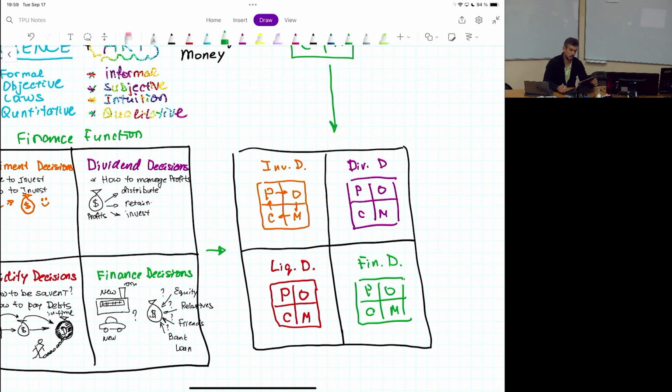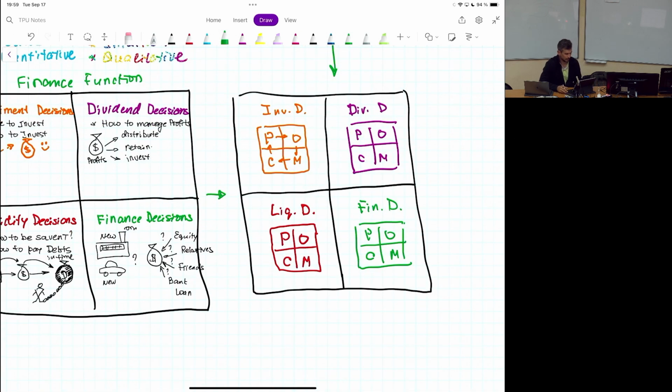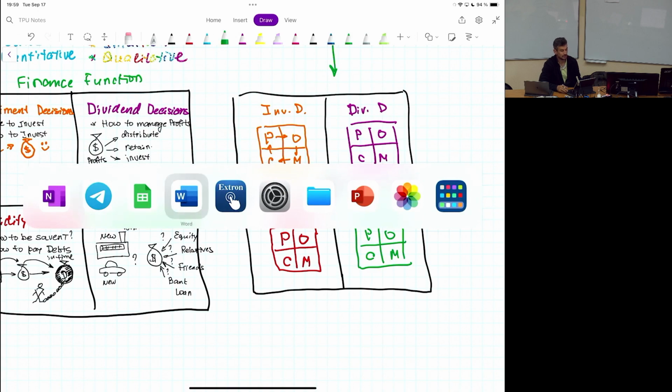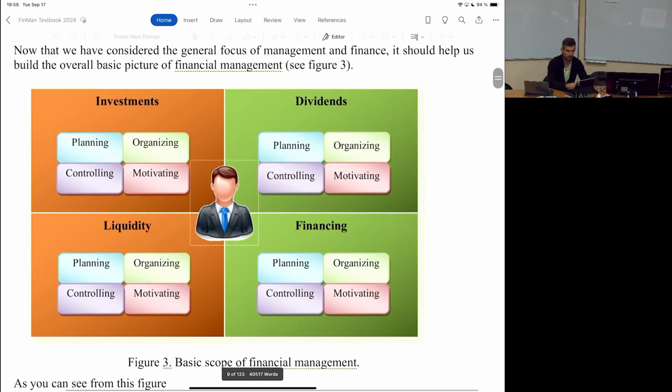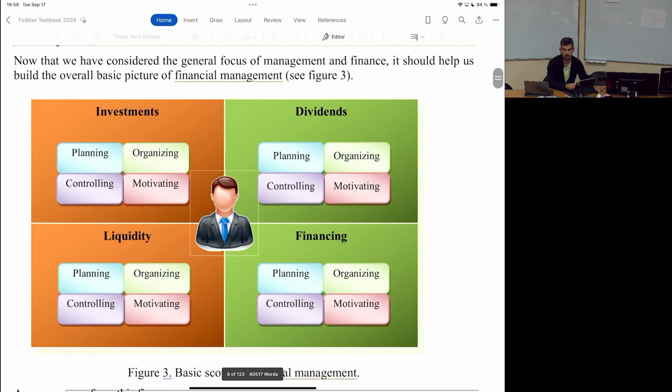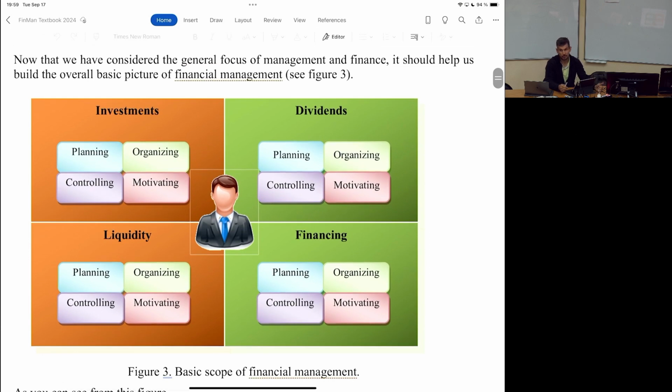So that is why we said, well, we read in the textbook this definition, that financial management deals with managerial functions, planning, organizing, motivating, and controlling, applied to financial activities and decisions. Investing decisions, financing decisions, liquidity decisions, and dividend decisions. And here's the picture that we already talked about. So now it should make sense. Does it make sense to you?